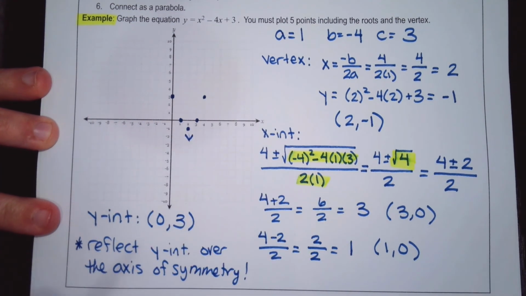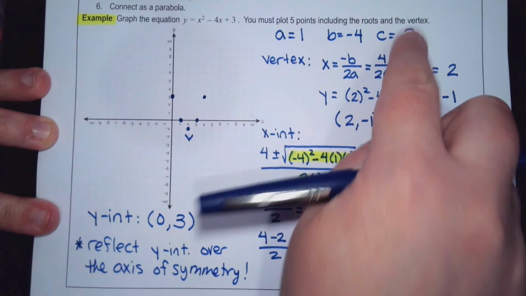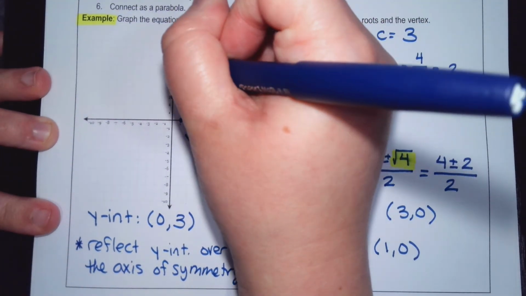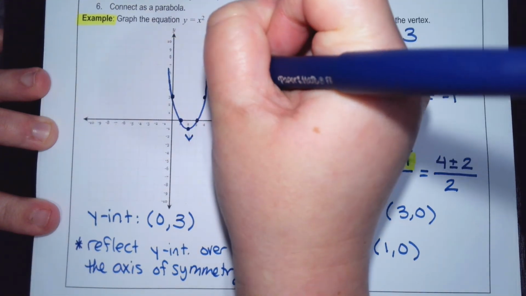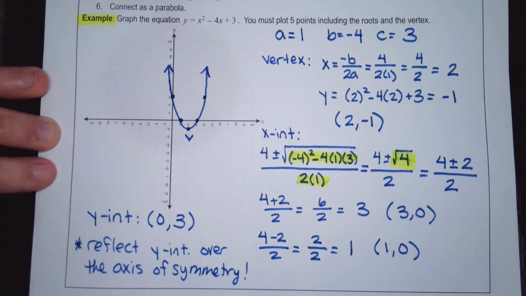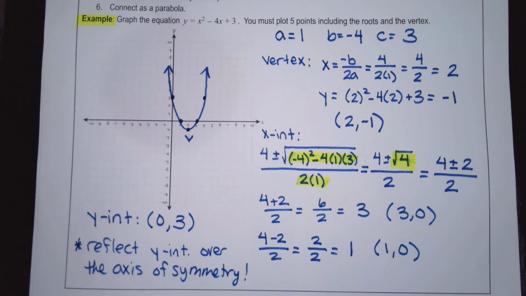As you can see, we now have all 5 points plotted. They include the roots, they include the vertex. So now we just connect them in the shape of a U. Our first example is done, and now in the next video, we're going to go over 2 more examples.